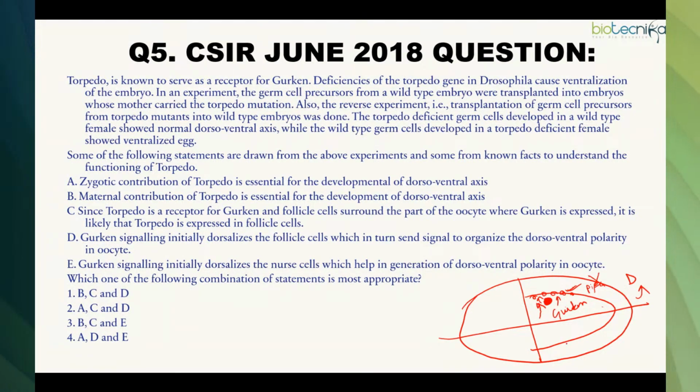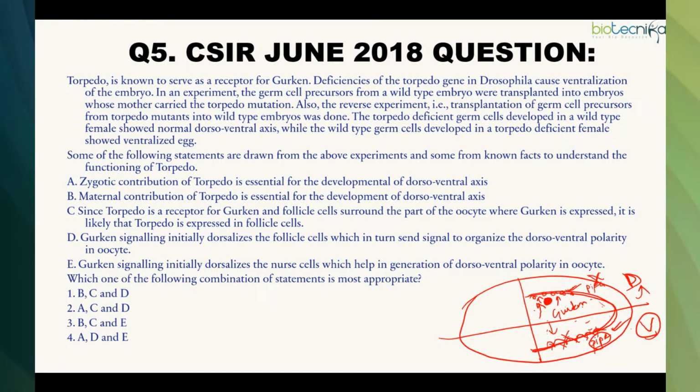But towards the future ventral side, remember this entire thing is the egg. Now on the ventral side, there is no gurken because the nucleus is on the other side. So torpedo will not get activated. Receptors are present on this side also, in the follicle cells, but they don't get the signal. That is why on this future ventral side, pipe protein will be synthesized. Now pipe protein has a big role in giving signaling responses, because of which ventralization happens. If pipe protein is not there, dorsalization will take place.